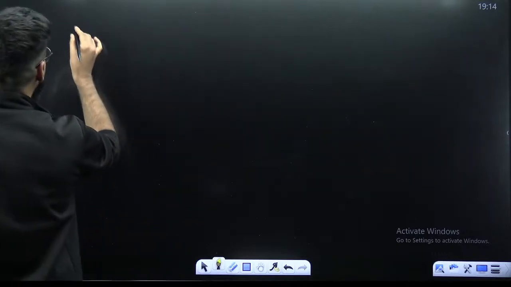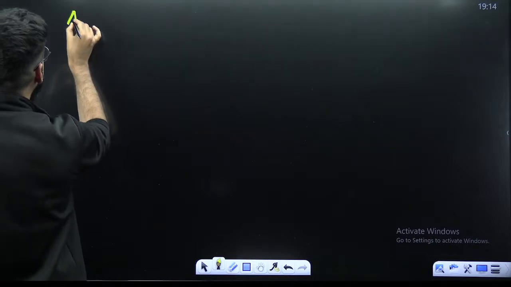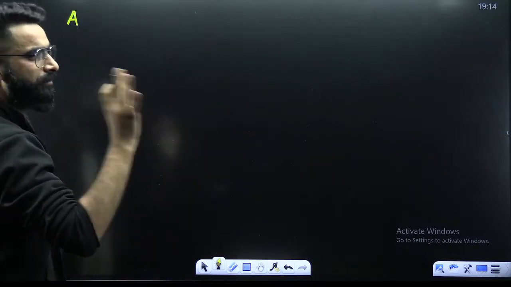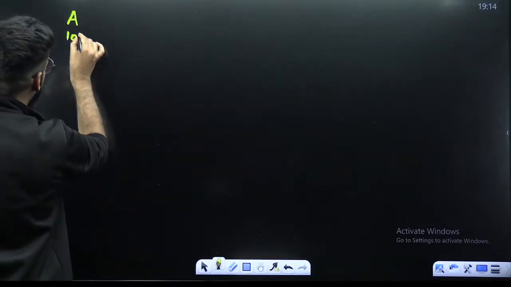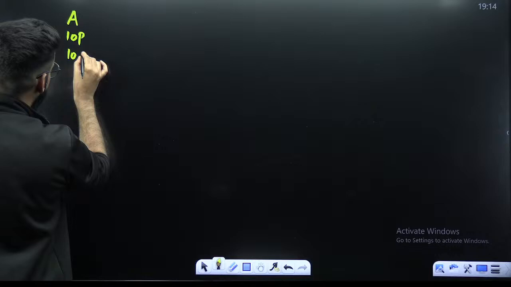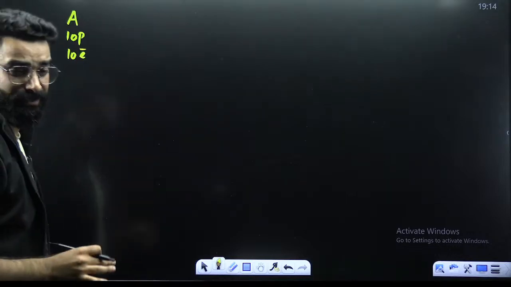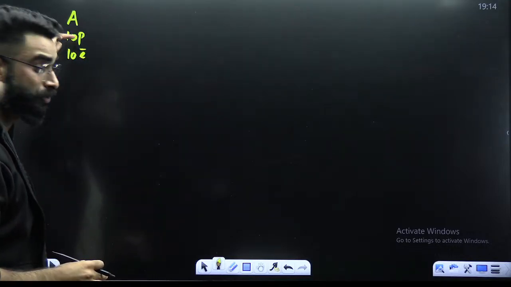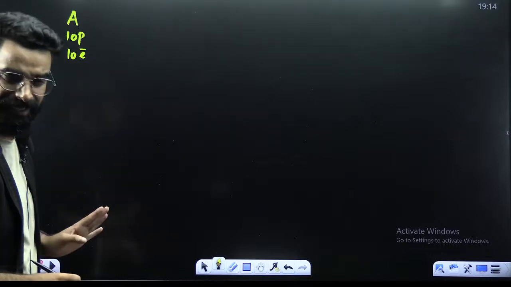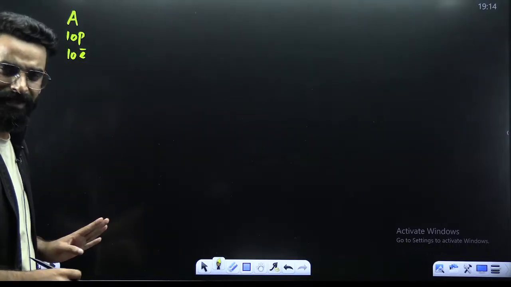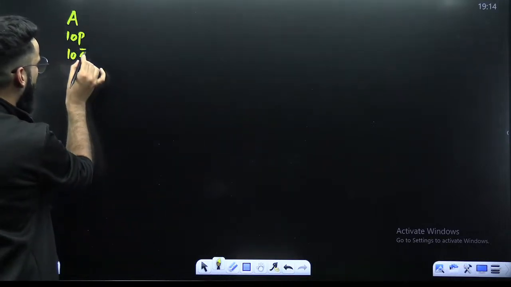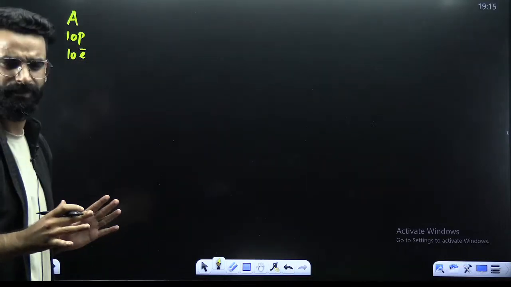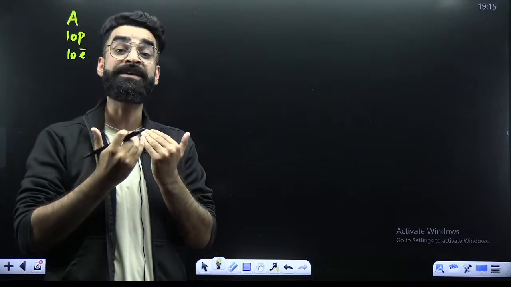My dear students, imagine that you have got an atom A. Let's say this atom A contains 10 protons as well as 10 electrons. Okay? So I can say something like this. These 10 protons are holding 10 electrons over here.